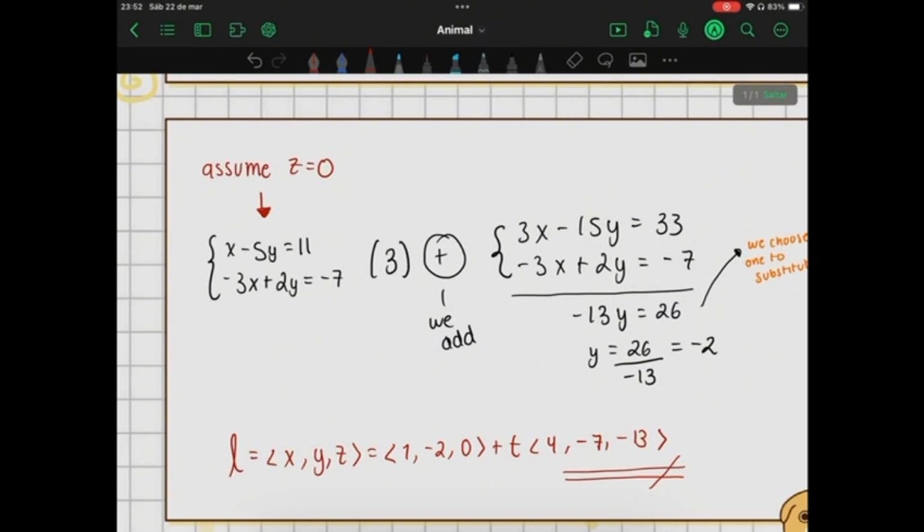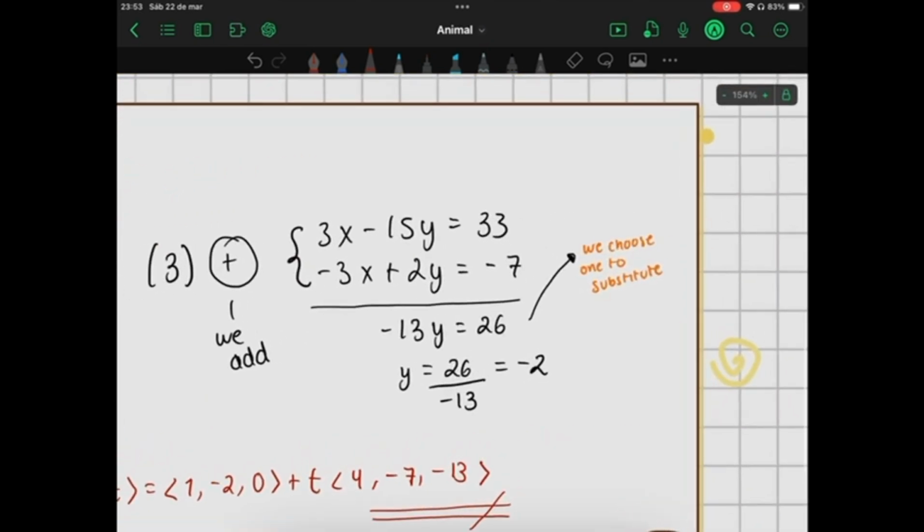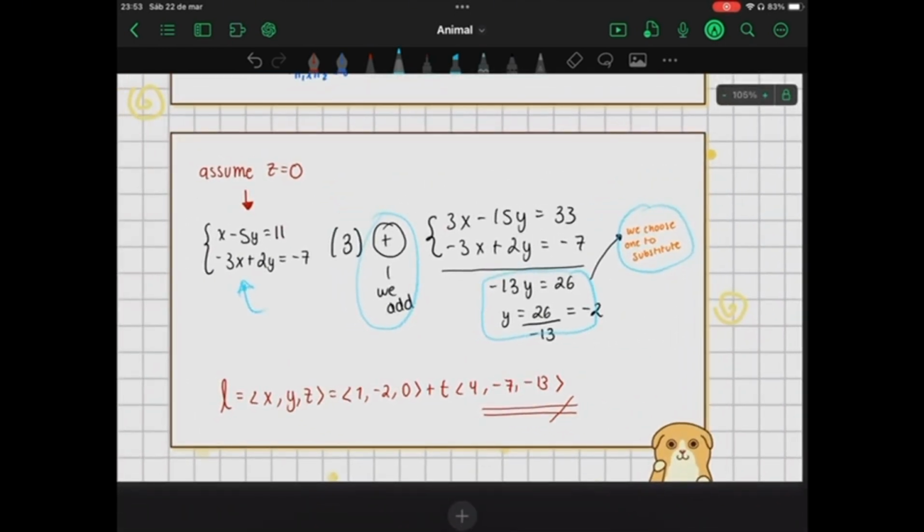We have our first two equations, and we multiply by 3 to cancel and find y. So we add these equations and we choose one to substitute for y. And the result is minus 2. So all that's left is to arrange our vector for our equation, and that is all.